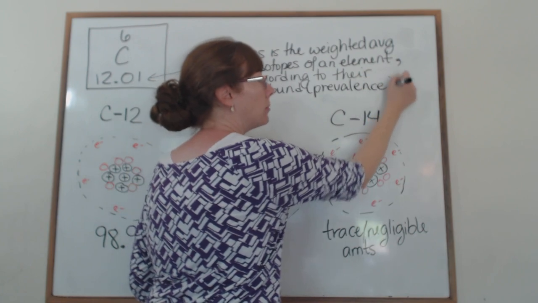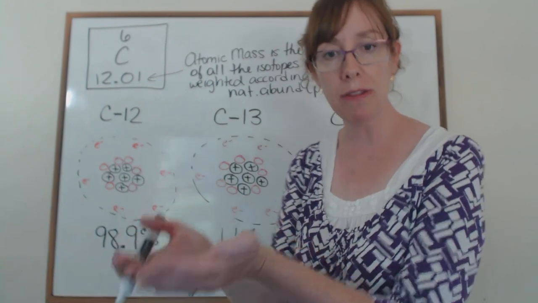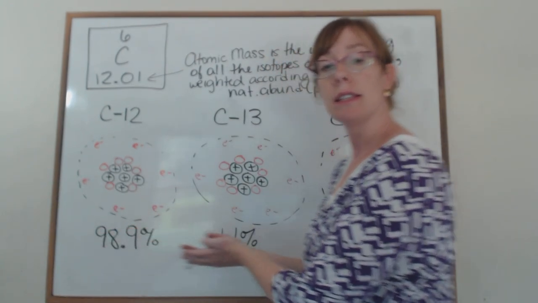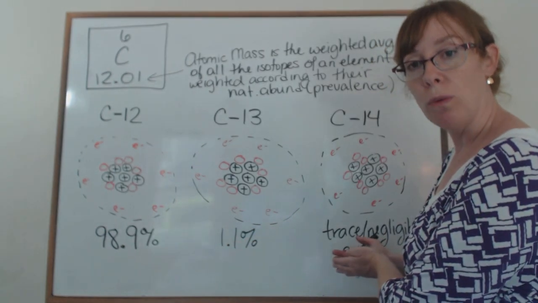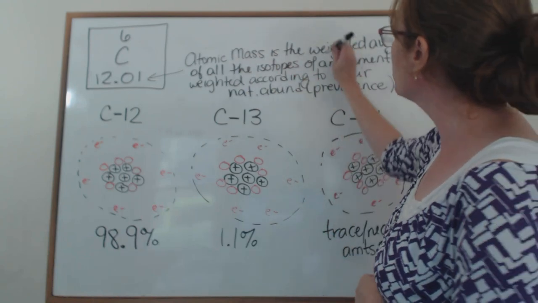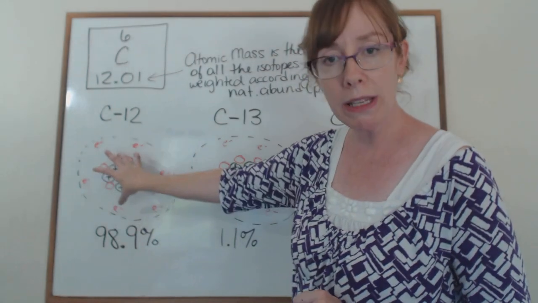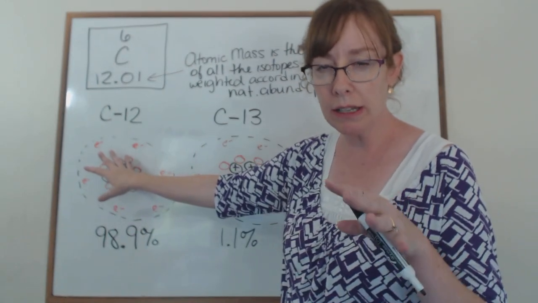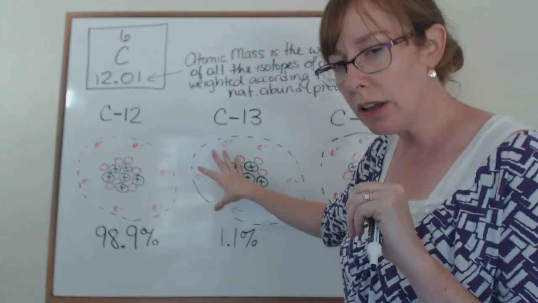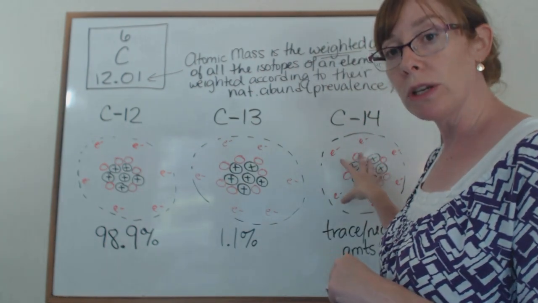I'm spelling that wrong probably, but when you have a weighted average, you give more weight to the one that's the most prevalent. This guy is going to get the most weight because he's the most prevalent. And this guy will get a little bit of weight, and this guy will get no weight because he's not prevalent enough to matter. So atomic mass is really a weighted average because this one weighs 12 AMUs. Actually, this one does weigh 12 AMUs. This one is just a little off 13, but barely enough to count. This one weighs about 13 AMUs. This one weighs about 14 AMUs.